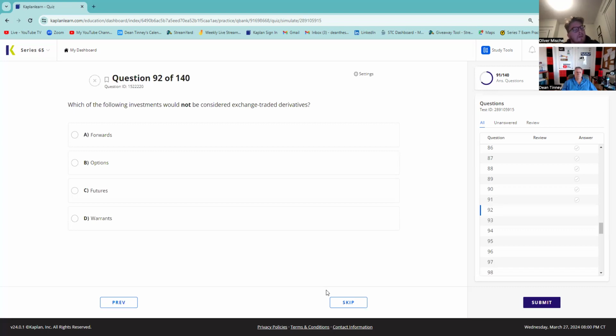Is it A? It's warrants, because warrants you don't get from the secondary market. Warrants you get directly from the issuer. Okay, got it. Warrants trade in the secondary market, options trade in the secondary market, futures trade, and they are regulated. There is a clearinghouse, right? So it's actually the warrants, right? Would not be considered an exchange traded derivative.